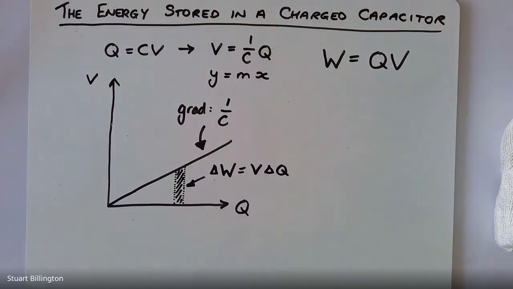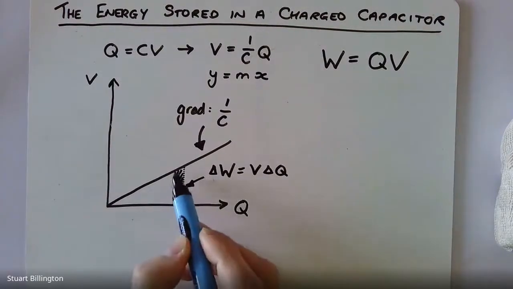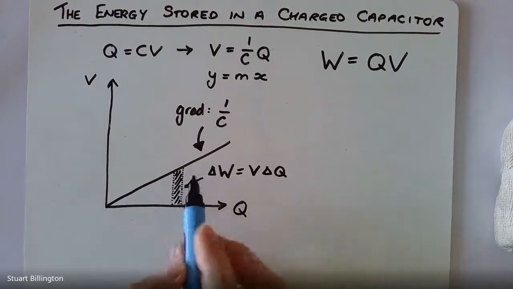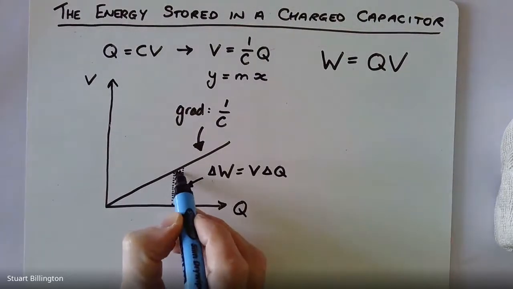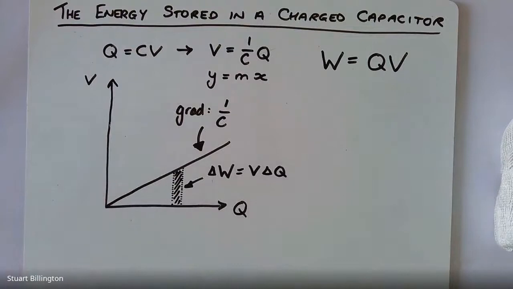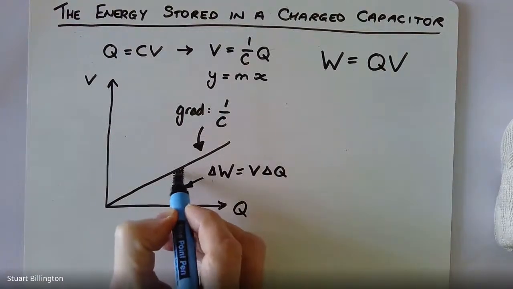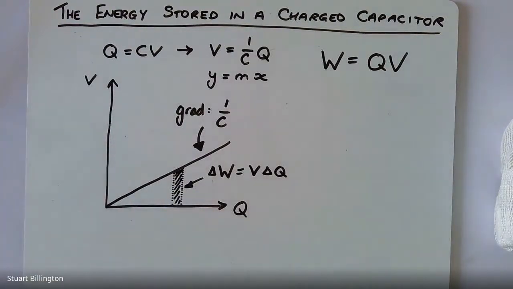So we just need to make it a very, very small amount of charge that we add so that this rectangle really is a rectangle and not a trapezium. This tiny little bit on the top, that tiny little triangle right on the very top of that rectangle there, we are free to ignore that as long as delta Q is very, very small.